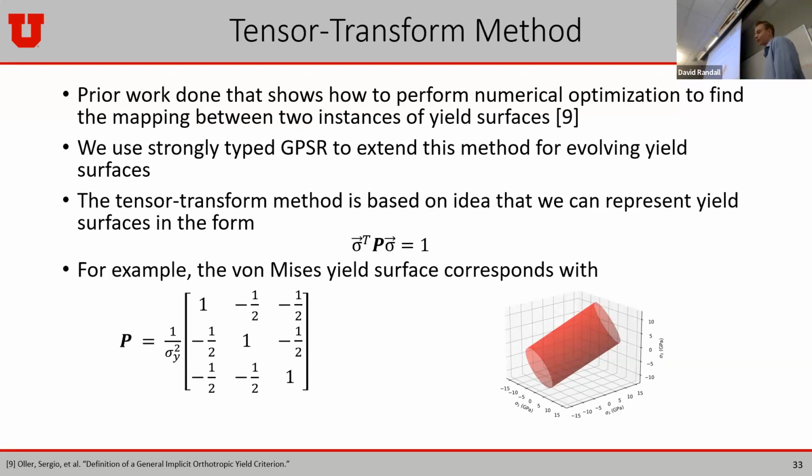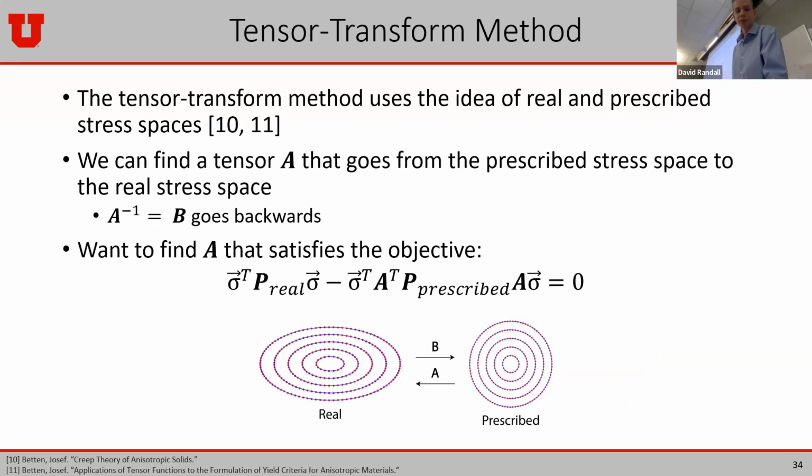The tensor transform method is based on the idea that we can represent a yield surface in the form shown here, where the sigma vector is the void principal stress, P represents the yield surface, and if we set P equal to the form shown on the bottom left, we recover the von Mises yield surface, which is a fundamental yield surface. We can think of it as a cylinder in principal stress space about the 1, 1, 1 vector, just for a mathematical view.